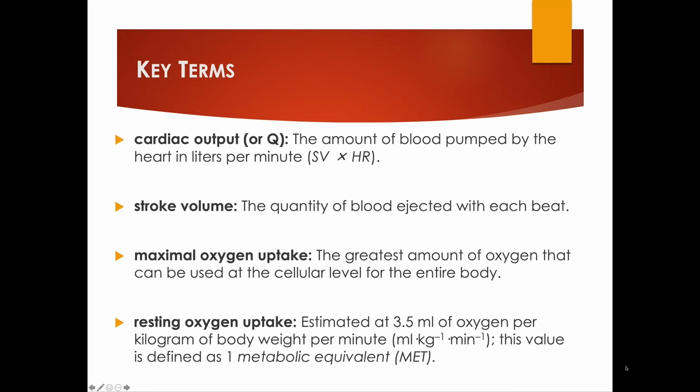We have a resting oxygen uptake. This is estimated to be about 3.5 milliliters of oxygen per kg per minute. This is defined as one metabolic equivalent, so 1 MET. We'll use that as another term to describe the overall difficulty of different workouts based upon METs, because the higher the METs means the higher the oxygen demands for that given workload.